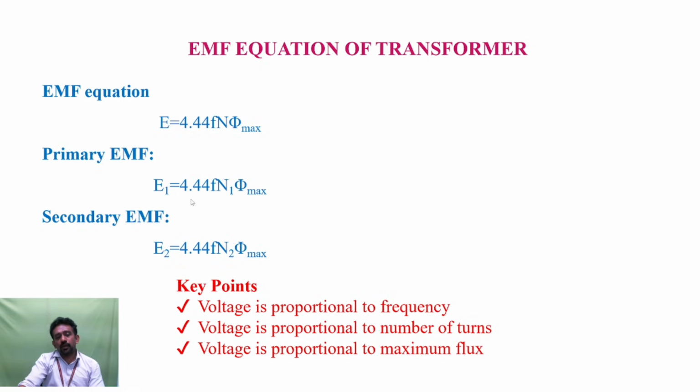E1 is equal to 4.44 into frequency into N1, that is the primary number of turns, into phi maximum, the maximum amount of flux. So what we need to understand is that the primary EMF as well as the secondary EMF is always proportional to the form factor of 1.11, the frequency, the number of turns, and the maximum flux induced across the core of the transformer. So everything is directly proportional. This gives the total amount of induced EMF across the transformer.